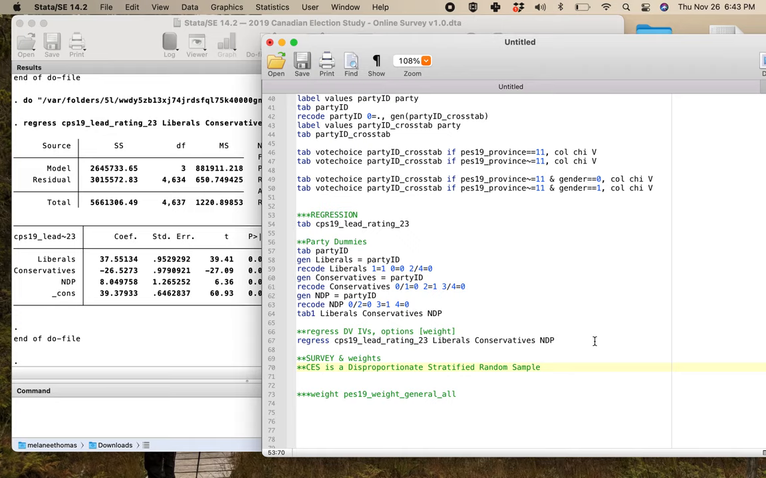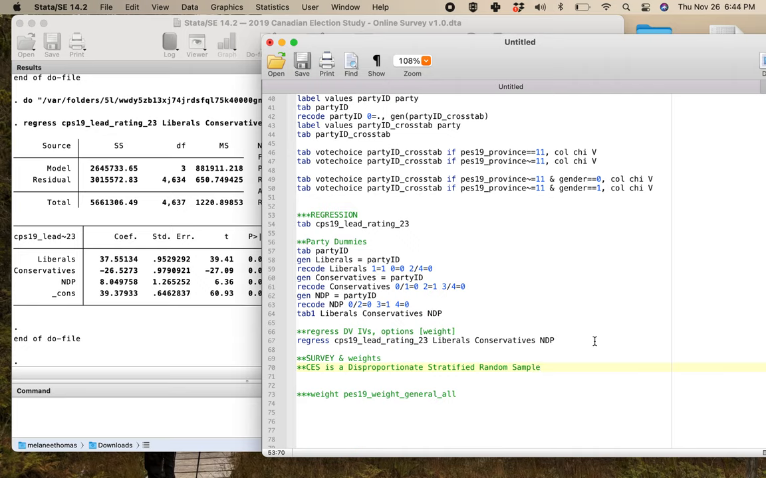And the two big oversamples that the election study has historically done is for Quebec, to make sure that they've got enough participants from Quebec to actually do a meaningful analysis about what's going on with vote choice there, because, you know, different parties, right? And the other group they tend to oversample sometimes are youth aged 18 to 24, or really young folks, just because Elections Canada wants to know what's going on with that group. And Elections Canada is a partner for the Canadian Election Study.